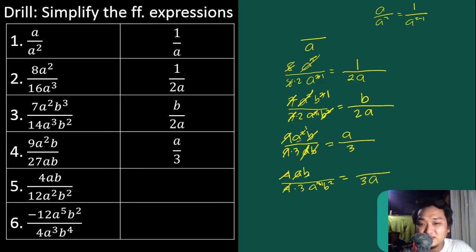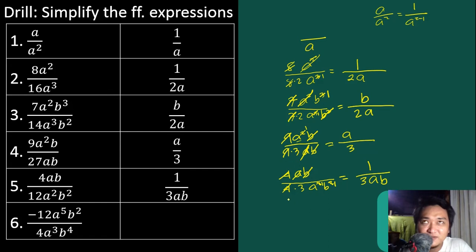Si b naman, makancel si b. Isa lang yung b sa taas. Sa baba, 2. Makancel. Mabawasan ng isa. Isa na lang. So, we have b. Ano isusulat natin sa taas? Kasi na-cancel lahat. 1. Tingnan natin kung tama yung sagot natin. Okay, 1 over 3ab. And the last example, that would be negative 12a raised to 5 b squared over 4a cubed b to the 4th.